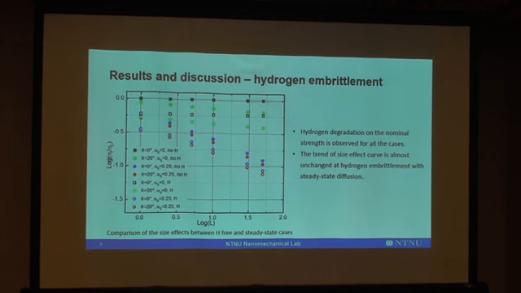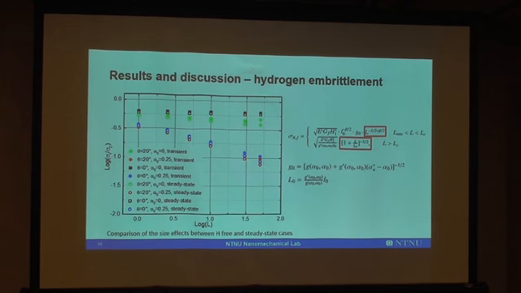In the second case, we apply the steady state hydrogen diffusion directly at the beginning of the loading to all the cases. That means at failure initiation, we have the same hydrogen distribution. This figure plots the case of steady state hydrogen diffusion together with the hydrogen-free case. From this figure, we can see an obvious degradation of the material strength by hydrogen. And more interestingly, the trend of the size effect does not seem to be affected by the addition of hydrogen.